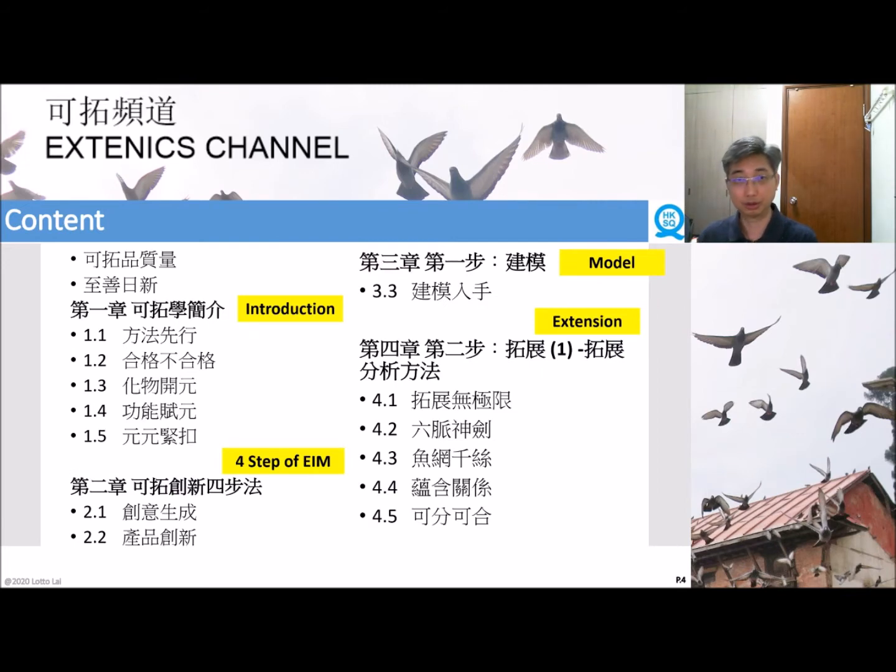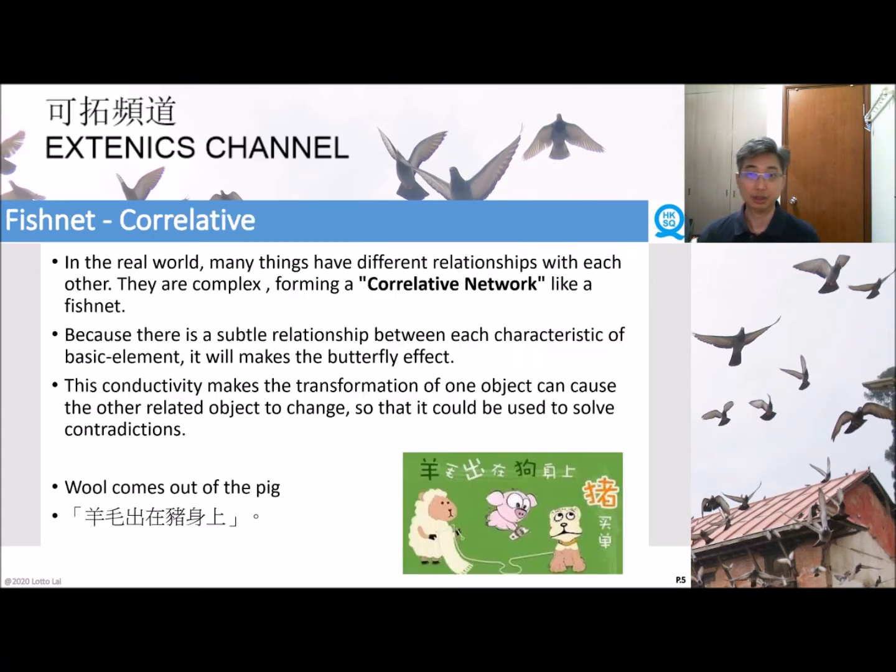In this class we are talking about the fish leg, like the relation of things to each other. In the real world, many things have different relationships with each other. They are very complex and form a correlative network like a fish leg.